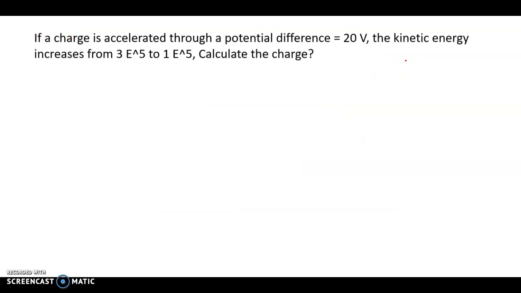Okay. If a charge is accelerated through a potential difference equal to 20 volt, the kinetic energy increases from 3e to the 5 to 1e to the 5. Calculate the charge. If you have it in the exam, e to the 5 means 10 to the power 5. If you have 3 times e to the 2, that equals 3 times 10 to the power of 2. Remember this because you're going to need it in the exam. I have a question like this. You have to remember how to deal with it.